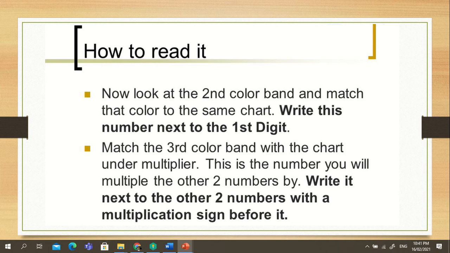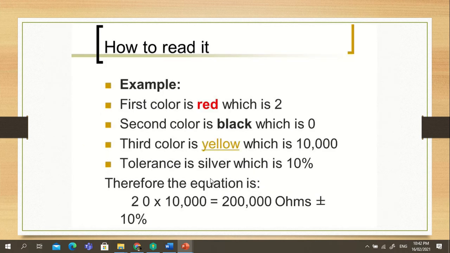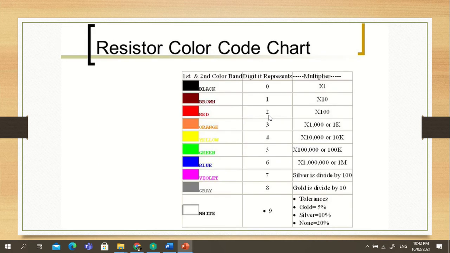Okay. Then after that, write it next to the other numbers with a multiplication sign before it. For example, if you see the first color band that is red, which is 2, no? If you look at the chart, that is equivalent to 2. For red, it is equivalent to 2.